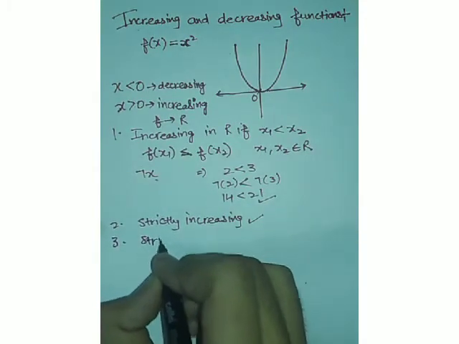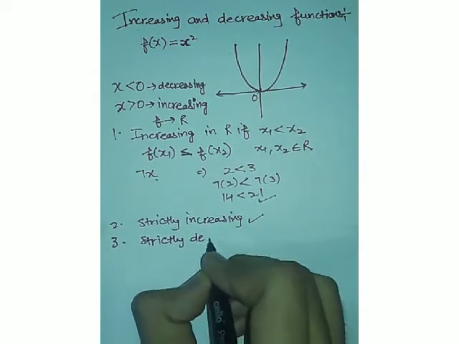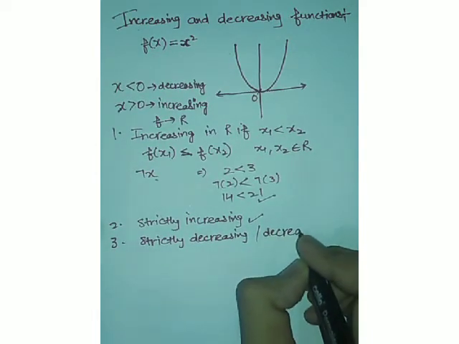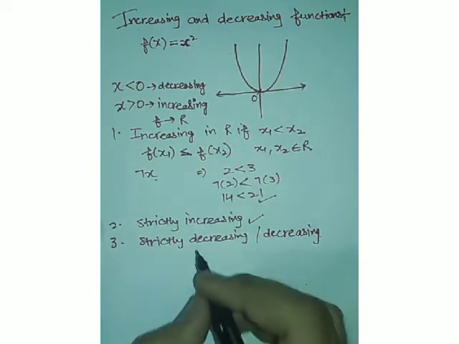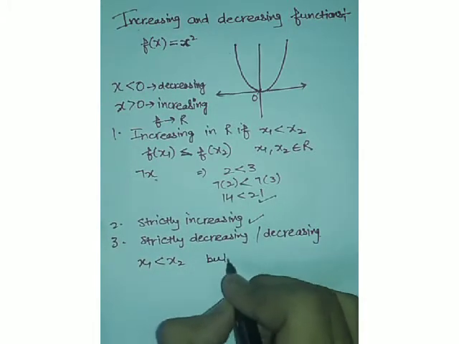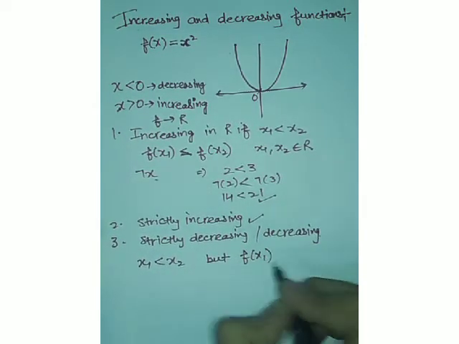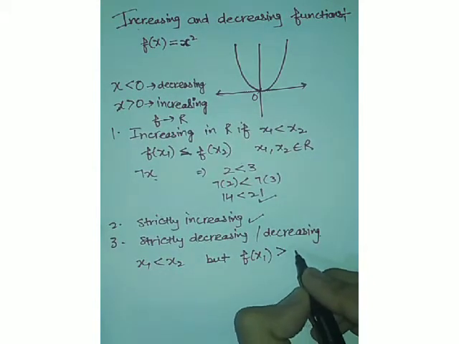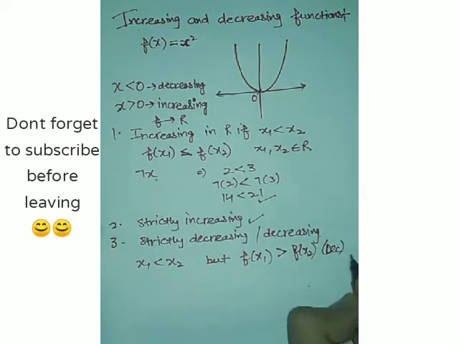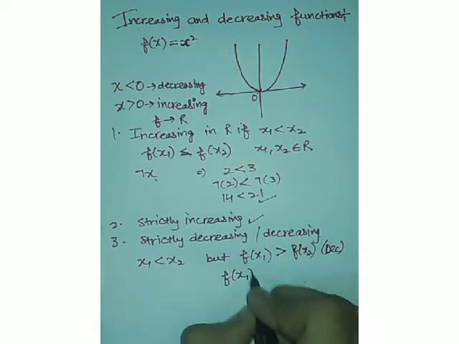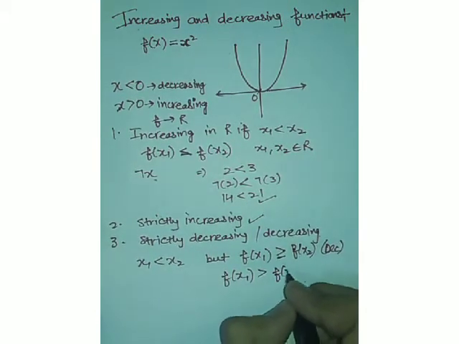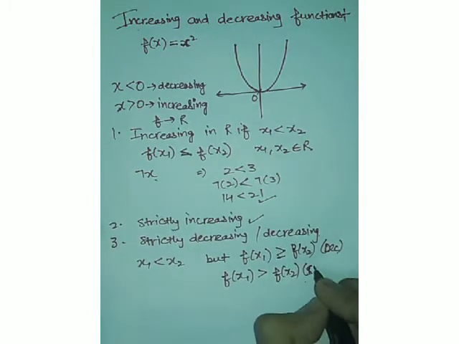Now, when a function is strictly decreasing or simply decreasing, we'll do both cases simultaneously. The condition is x1 is less than x2, but the function's value of x1 will be greater than the function's value of x2. In the case of decreasing, here it will be greater than or equal to, and in the case of strictly decreasing, here it will be the greater than sign only.